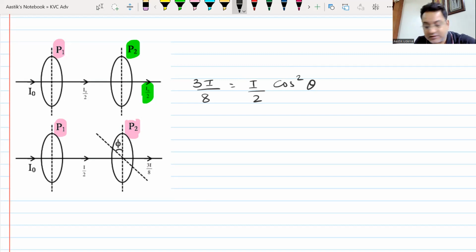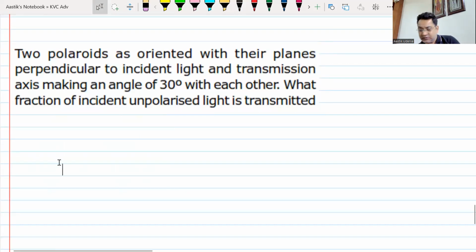Similar question, and from this question, all the other questions were made. So this is the question. Two polarizers are oriented with their planes perpendicular to the incident light and transmission axes making an angle of 30 degrees with each other. What fraction of the unpolarized incident light is transmitted? I'll give you a minute to give me the answer.